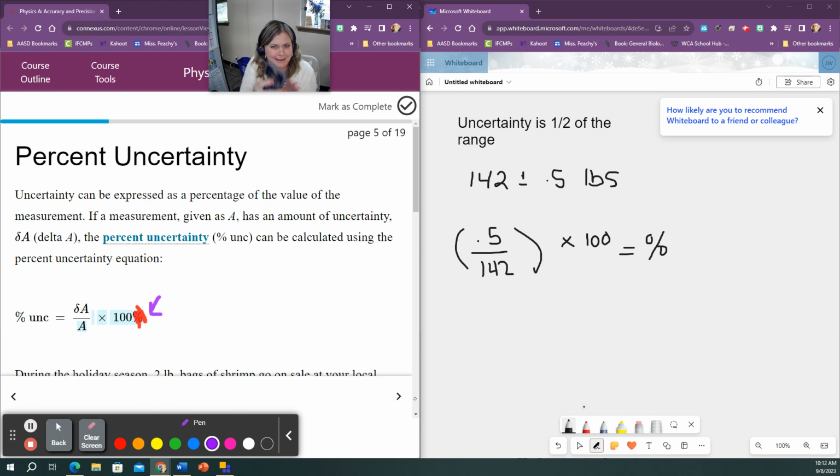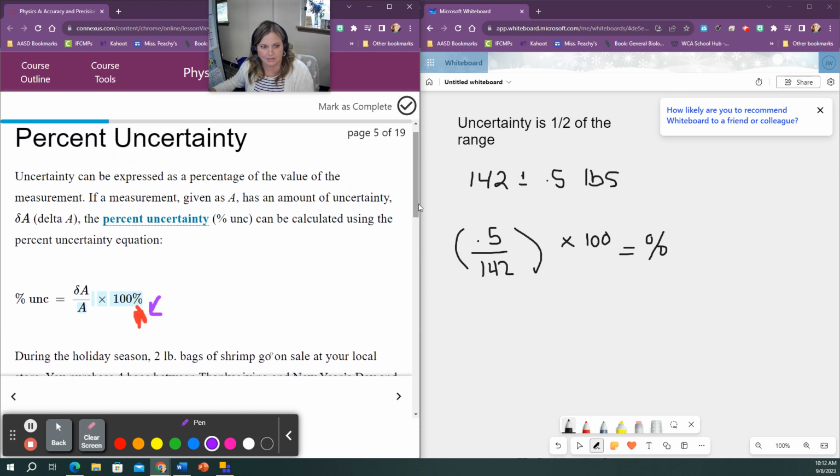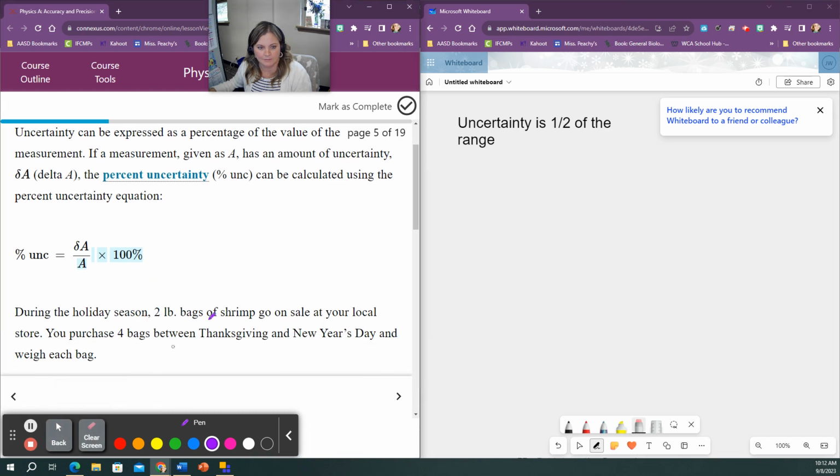When I do that, I use my handy TI-30 calculator. I take 0.5 divided by 142 and multiply by 100, and I end up with a big long number, 0.35112676. But that's too many numbers, so we'll talk about significant digits in a minute. Let's just do another example here, because they actually don't go through that one.